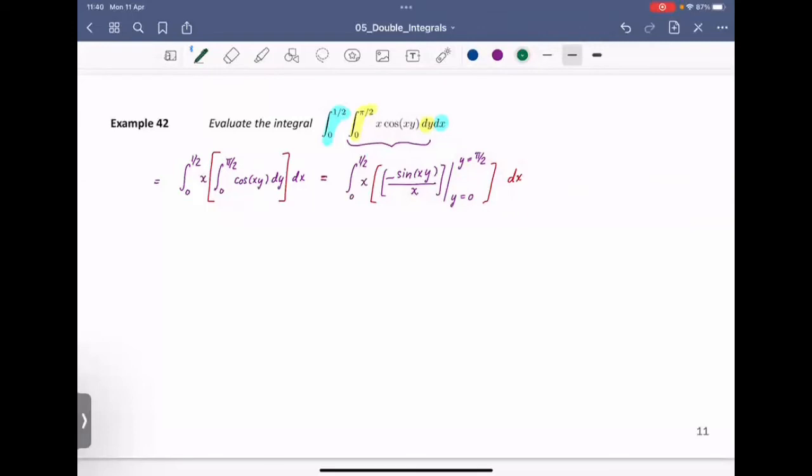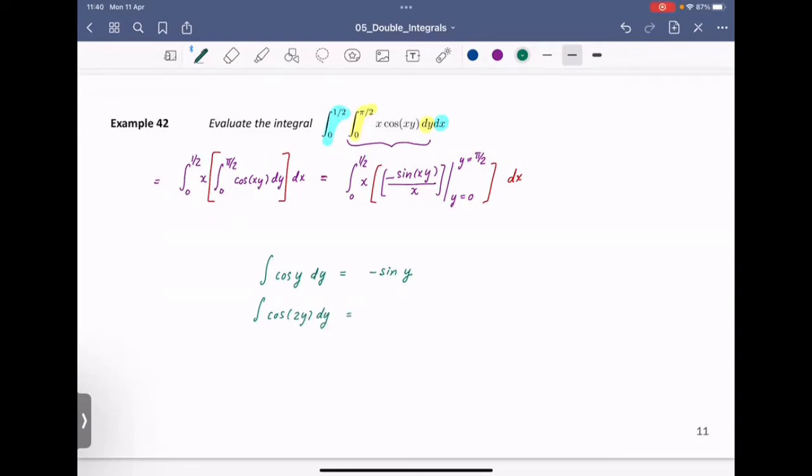So let's take a step back. When you integrate cosine y, what do you get? You get negative sine y, right? What if I integrate cosine 2y dy? What do you get? Can you do that?